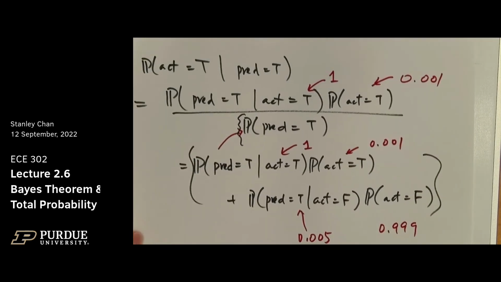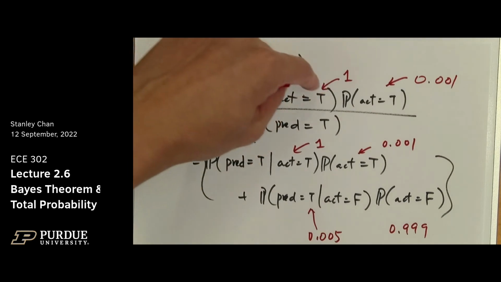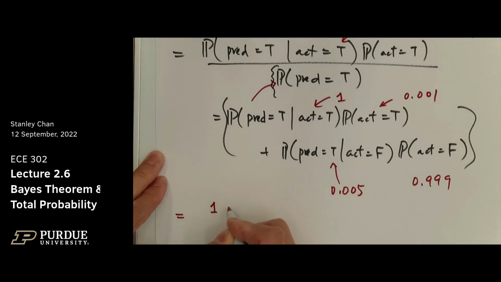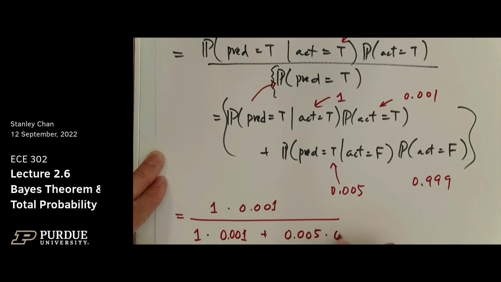You see here. You have the numerator, you have the denominator, everything is ready, so you can just plug in the numbers. So you have 1 times 0.001 divided by 1 times 0.001 plus 0.005 times 0.999. And that will give you a number. And this is the probability that if you receive a test, the test says that you have a positive case, what is the actual probability that you have a positive case?